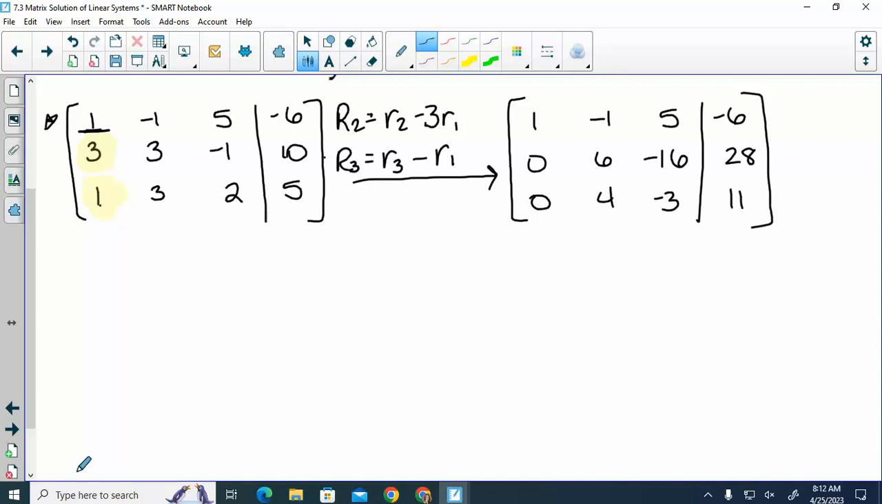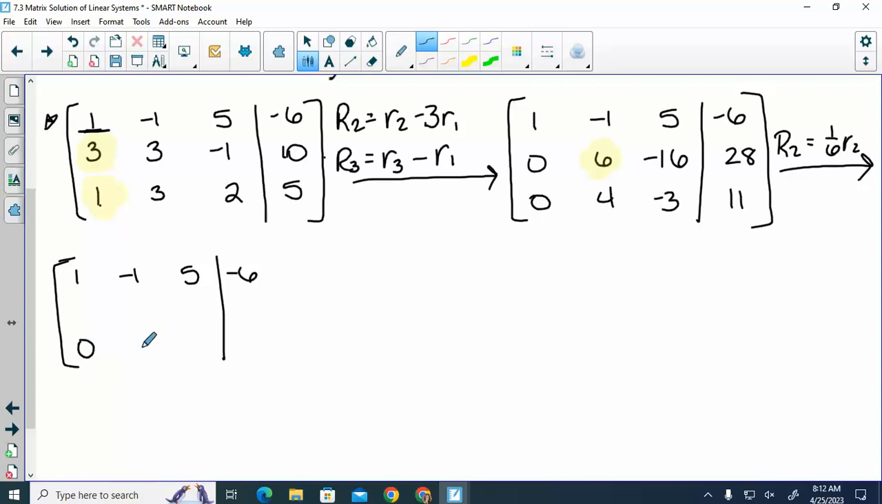What do we need next? A 1 in row 2, column 2. So, one option that will work every single time to get a 1 is to multiply by the reciprocal. 1/6 or 1/3? 1/6, because, oh shoot, 6. Yep. Were you looking at the previous? No. I would never. So rows 1 and 3 are staying the same here. We're only changing that middle row.